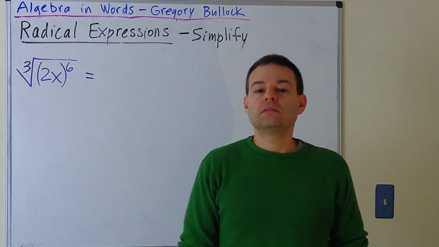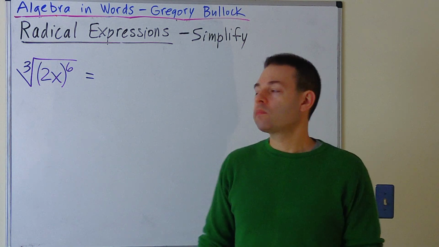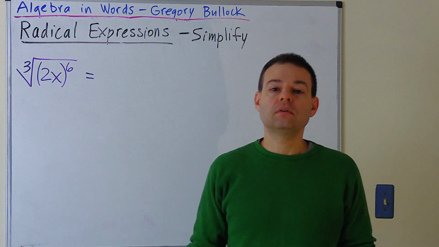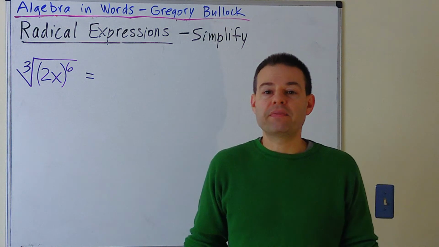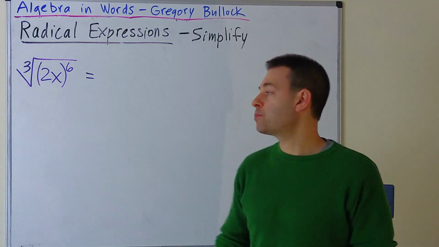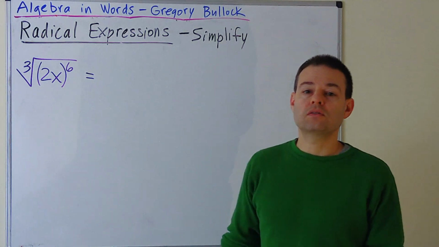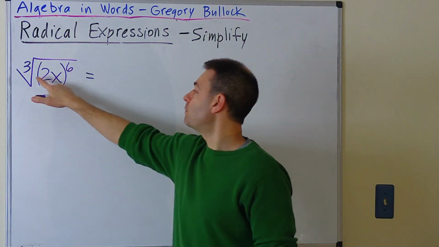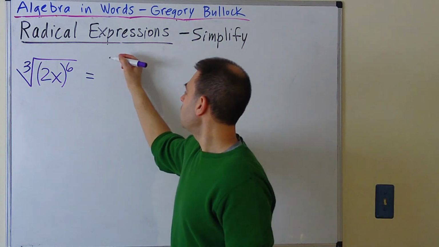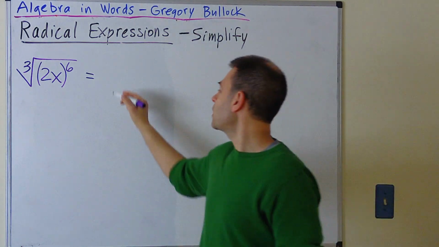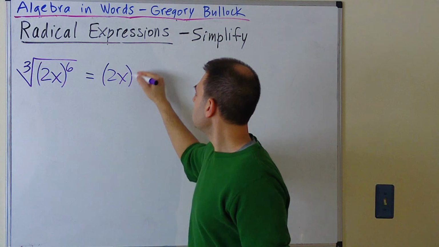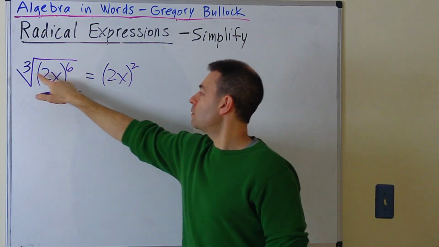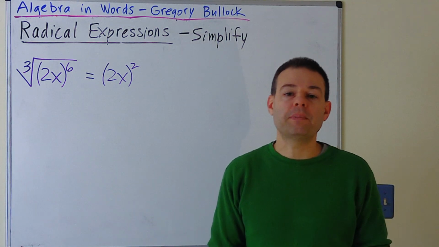In short, what you want to think of is the power divided by the root, just simple division, and then apply that number as the exponent to the base. So again, think of 6 divided by 3. The power divided by the root. I'm not going to write that, but it's 2. And apply that to the base. So that's where the 2 came from. 6 divided by 3. The power divided by the root.